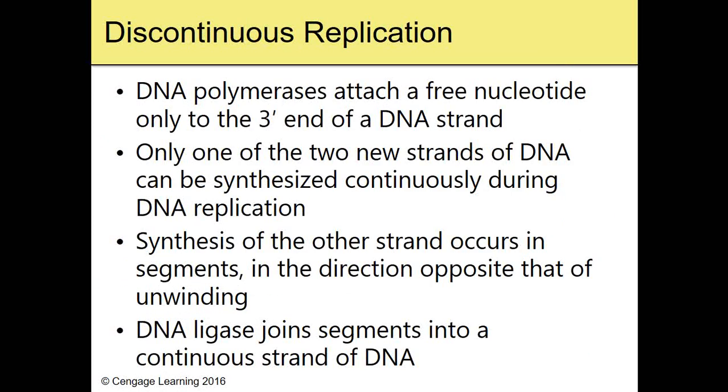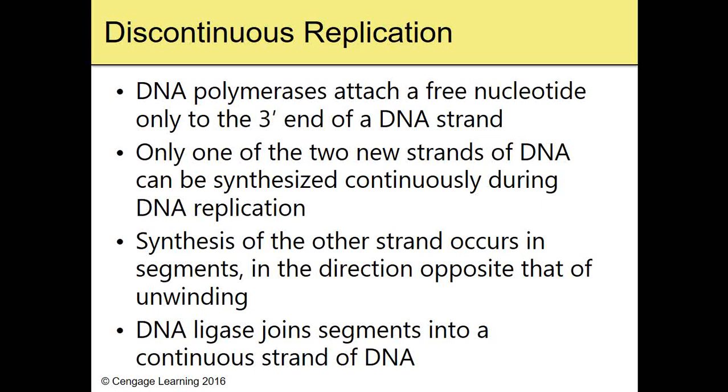So the discontinuous replication, that's what I was just talking about before with those Okazaki fragments. DNA polymerase can only attach a free nucleotide to the 3' end of a DNA strand. Like I said, if there's not a picture in this PowerPoint presentation, I'll show you what that looks like on Google. So the DNA polymerase is going to attach a free nucleotide to the 3' end. That's the only place it can attach it.